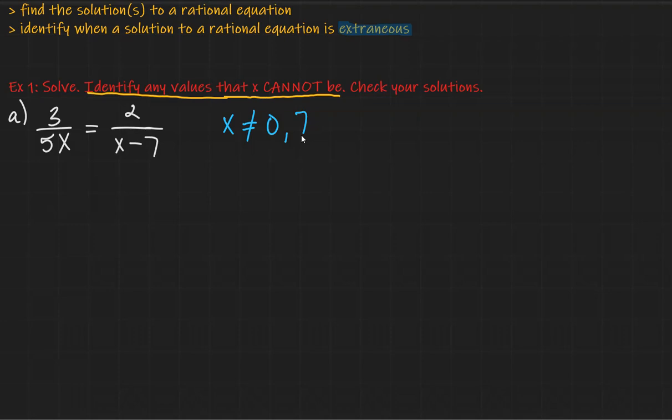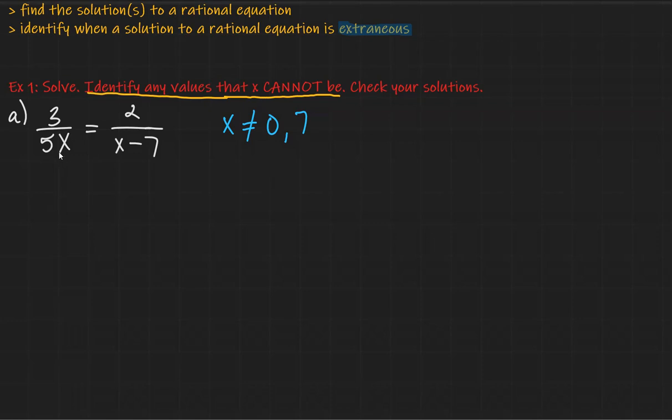Whenever we solve rational equations, you always want to start off by figuring out what are the answers that you can't have. That way, when you get answers, if by any chance you get x equals 7 as one of your answers, you have to throw it away. We'll talk about that more in example 2, but let's get used to doing that at the beginning of all these problems.